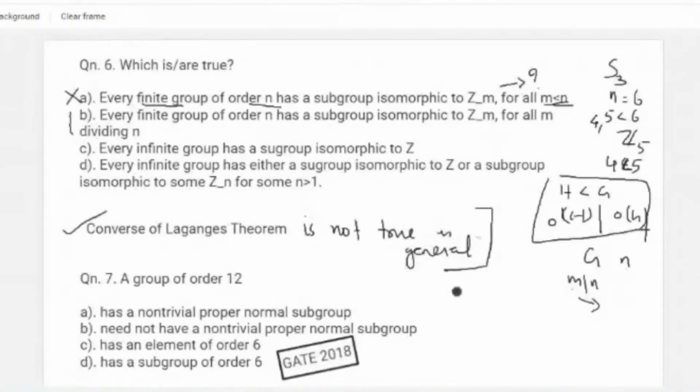For example, you have A4. What is the order of A4? The alternating group of degree 4 has order 12. You can see that 6 divides the order, but A4 has no subgroup of order 6. This we can argue. Shall I prove this? Or if you need its proof?